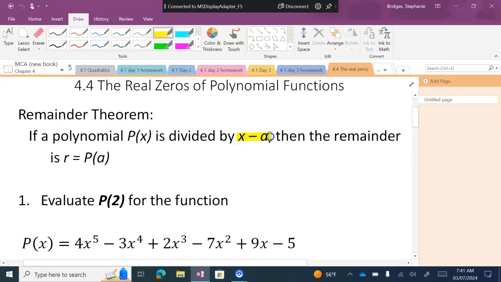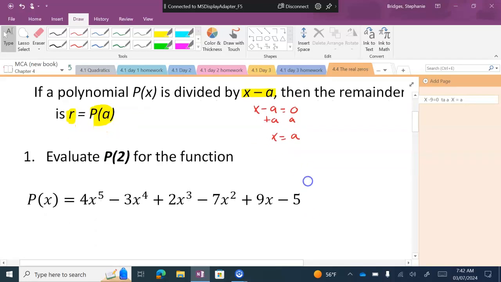We took this binomial, we set it equal to 0, and we solved it for x. So if you did x minus a equals 0, and you solved it for x, then x would equal a. What this is saying is your remainder is going to be the same thing as just plugging in the value of the number into the function. So I'm going to show you 2 ways to do it. You can choose which way. Some people like to plug it in more than they like to do synthetic division.